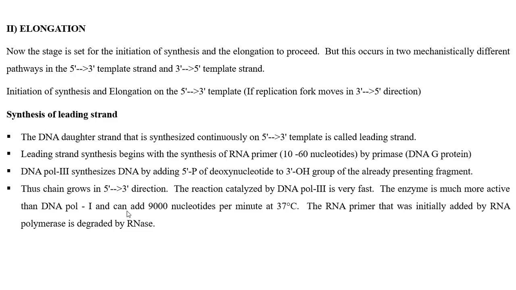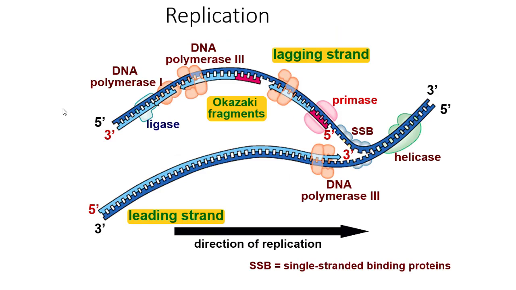Now the elongation process starts. The elongation process starts by the synthesis of the daughter strand continuously towards the 5' to 3' template, which is called the leading strand. During elongation, there are two different types of strand synthesis. One is the leading strand, another is the lagging strand. We are going to discuss why.